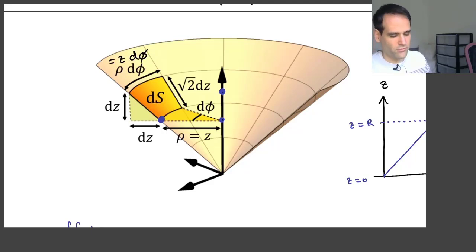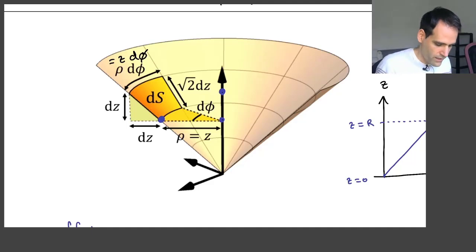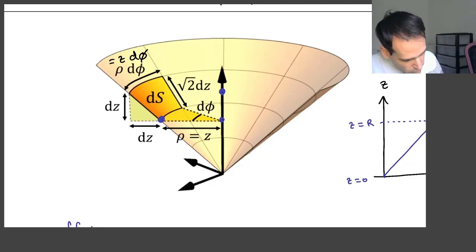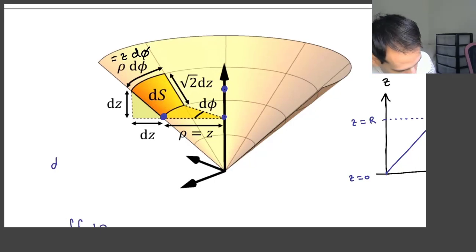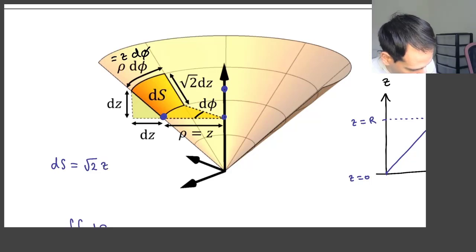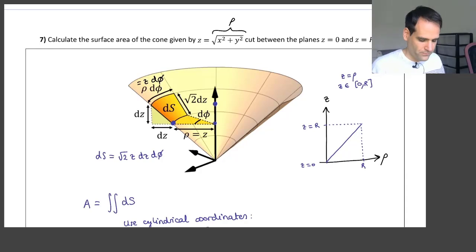In this case, because rho equals z. Okay, so then ds is just the product of this length times this length. So ds is going to be square root of 2 z dz d phi. Okay, so that's one way of doing it.